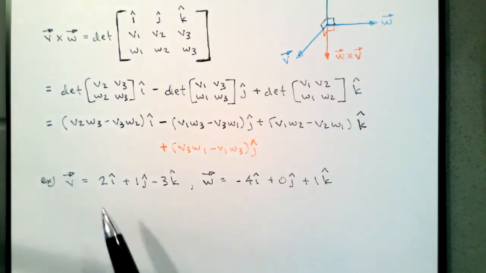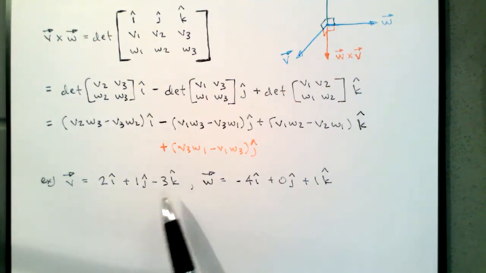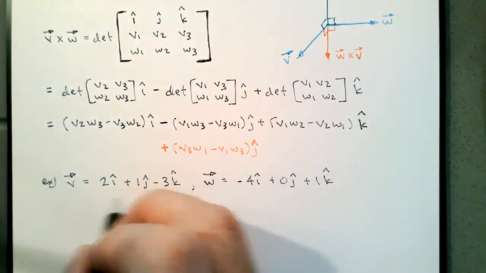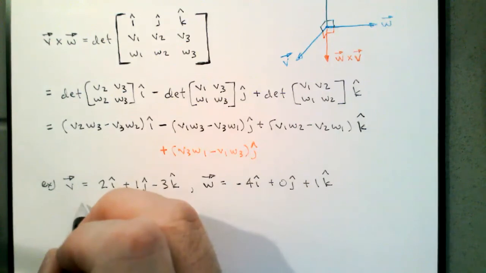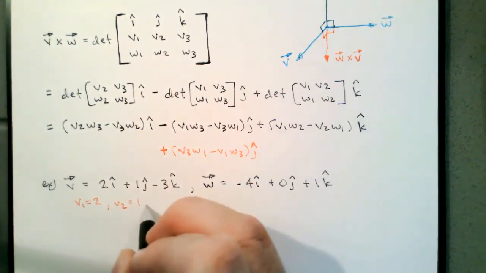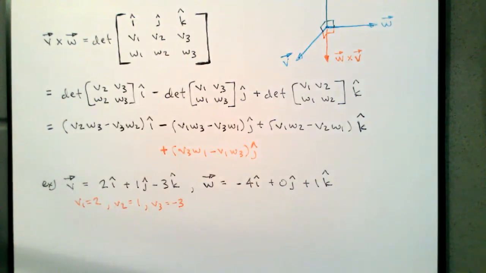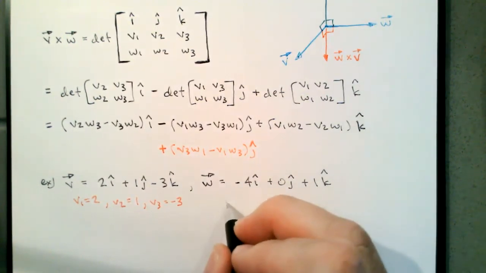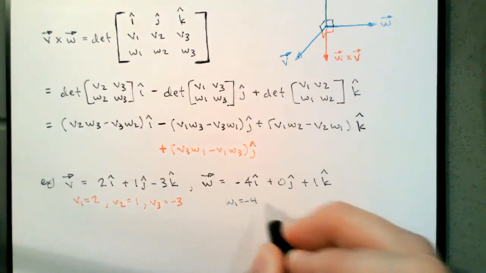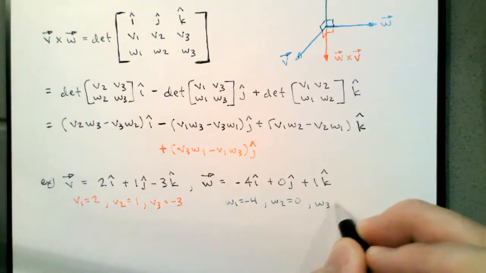But for reference, I'm going to have the entries in V be V1, V2, and V3. We're just going to make a note of this, even though we're not going to normally write this down. V1 is 2, V2 is 1, V3 is negative 3. And the entries in W are W1, W2 is 0, and W3 is 1.